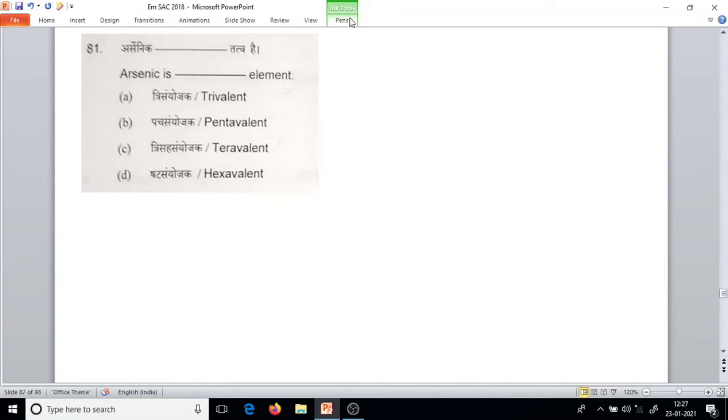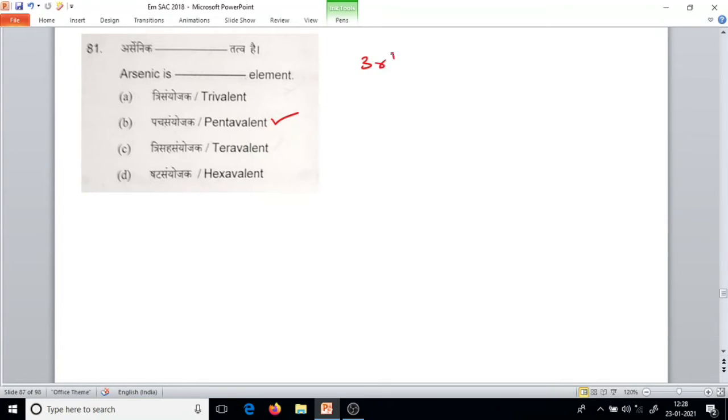Question number 81. Arsenic is a dash element, whether it is trivalent. Trivalent element means it is in the third group. Pentavalent element means in the fifth group. Normally for silicon doping, we use either trivalent or pentavalent, that means third group or fifth group element. So this arsenic is a pentavalent.